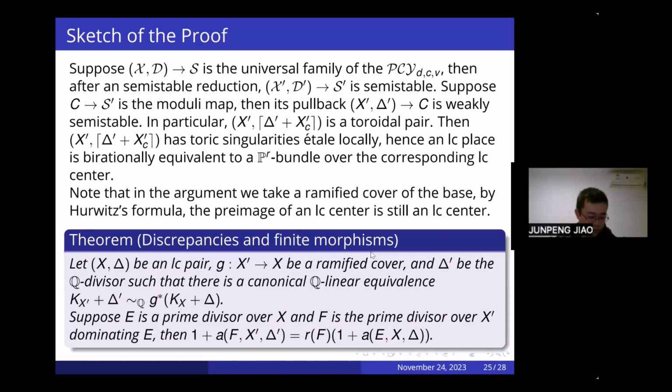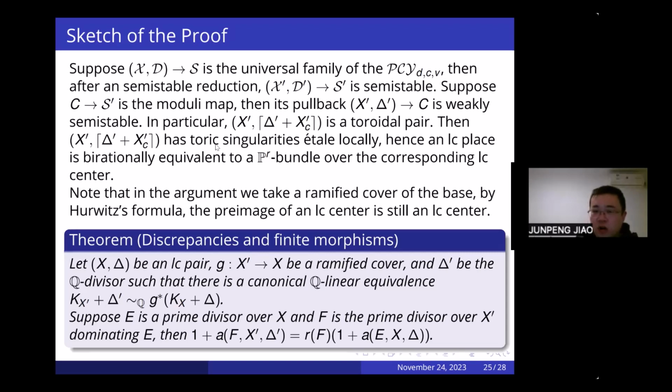So now we can complete our proof. Suppose this (X, D) → S is a universal family. Then after a semi-stable reduction, we have a semi-stable morphism (X', D') → S'. And suppose this is a modular map from C to here. Then the pullback is weakly semi-stable. In particular, this X' is a toroidal pair.